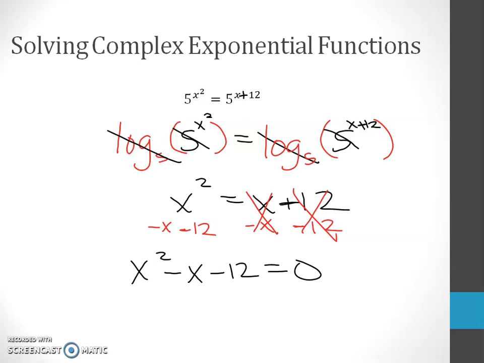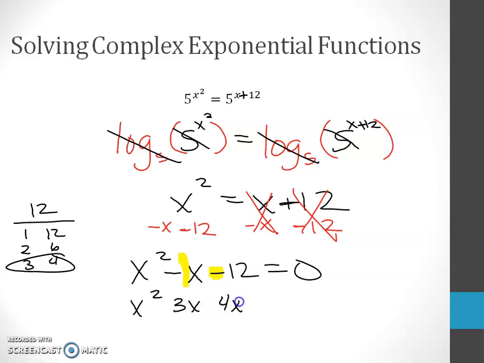We're going to take 1 times 12, which gives me 12. And I need my factors of 12 that will subtract to give me the 1 that's in front of that. So 1 and 12, 2 and 6, 3 and 4. 3 and 4 would subtract to give me 1. So I have an x squared, a 3x, a 4x, minus 12 equals 0. And I need this thing to be a negative 1. So that means I'm going to want it to be a negative 4 and a positive 3.